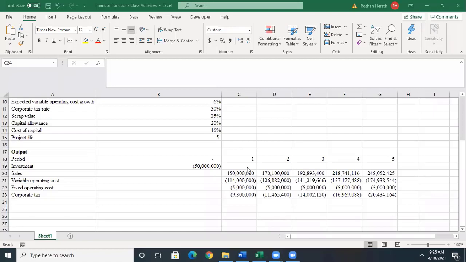So provide me with the feedback. Sales, variable operating cost, fixed operating cost, corporate tax.